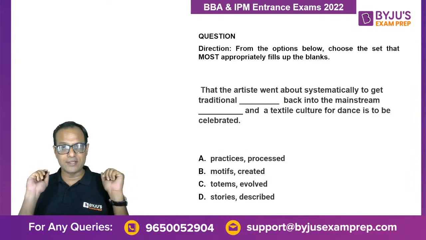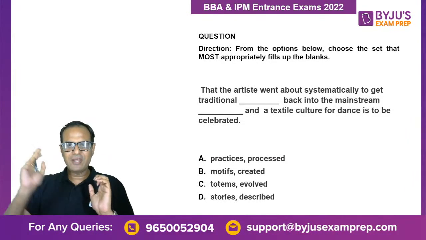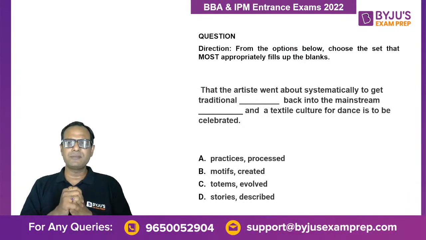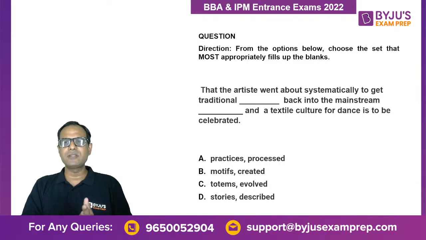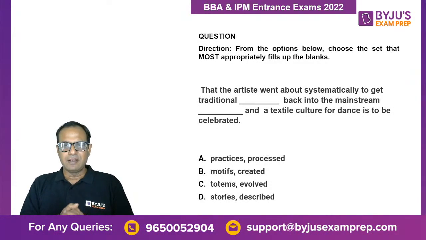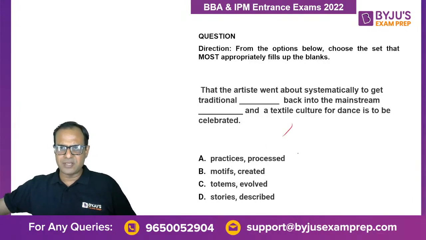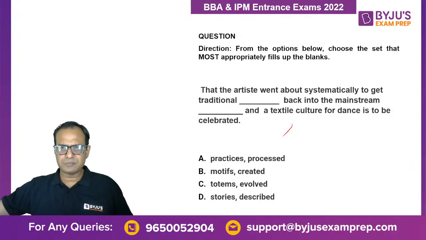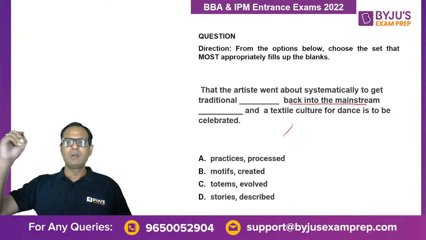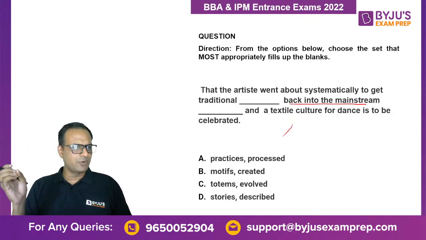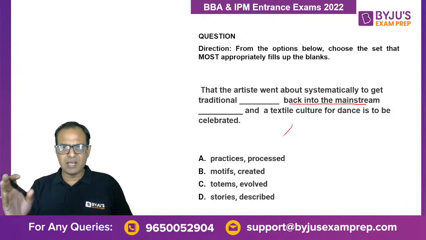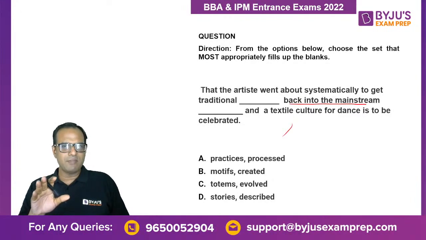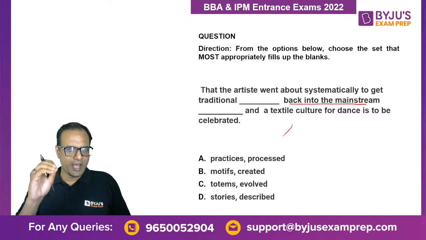Okay, now we have 2 blanks. Ab maza aane wala hai. All right. It says, from the options below, choose the set that most appropriately fills up the blanks. That the artist went about systematically to get traditional dash back into the mainstream. Dash and the textile culture for dance. Textile culture for dance is to be celebrated. Okay. Understand the theme, go through the options very carefully and then key in the answer.